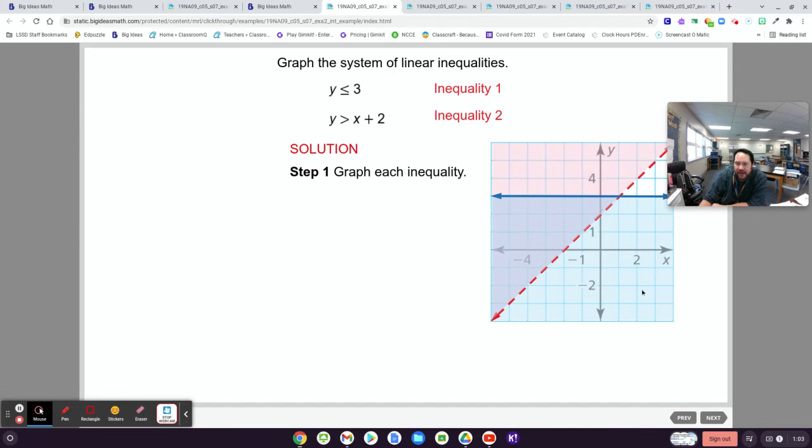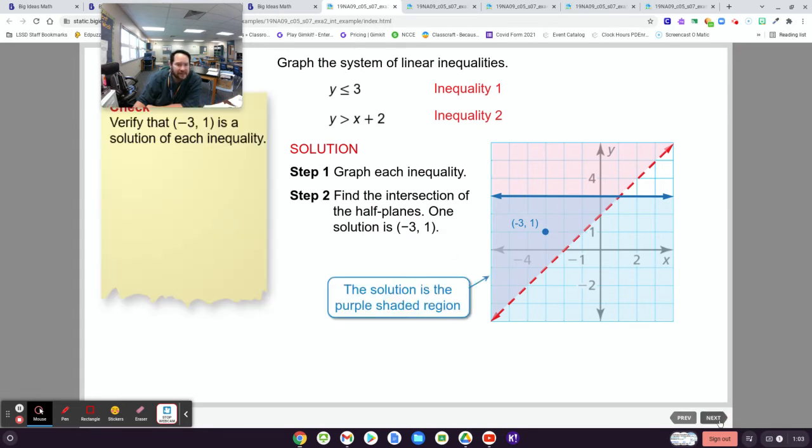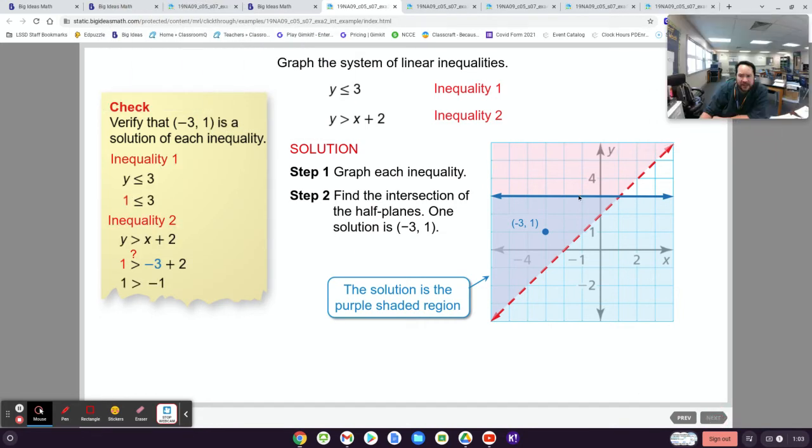Not this red part, not the blue part. Just the part where it overlaps. Okay, and then any point from that purple section, like -3, 1, will work for both of these inequalities. And I think they're showing that right there. There you go, they're verifying it. So if you take a point from the overlapping shaded region, like -3, 1, you plug it into both of these, you'll find out, oh, it works. And there we go. That's a solution, this whole shaded part and any point inside that shaded part.